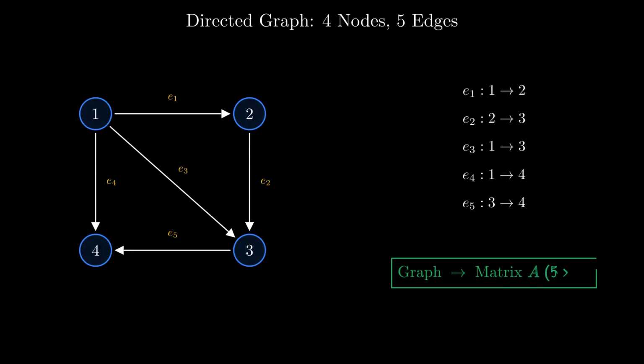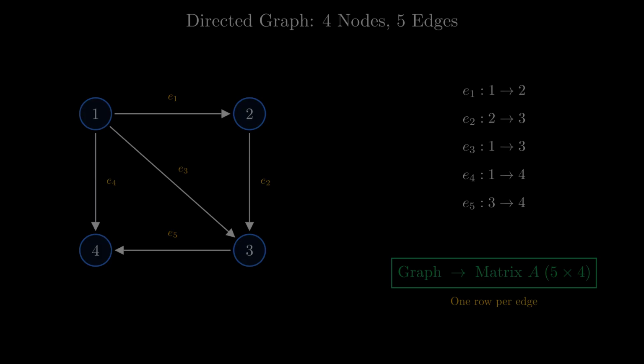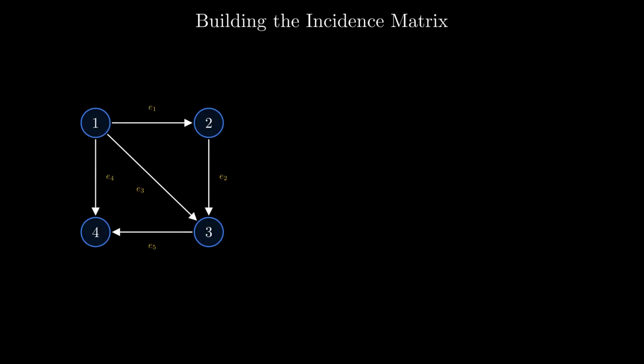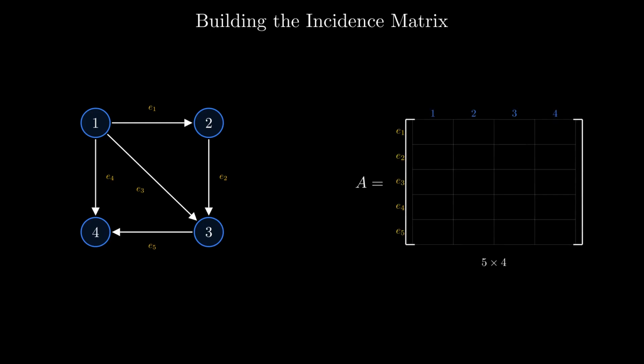Now let's translate this picture into a matrix, one row for each edge. The incidence matrix is a matrix that records which nodes each edge connects. It has one row per edge and one column per node. For our graph, that means 5 rows and 4 columns. Let's build it row by row.